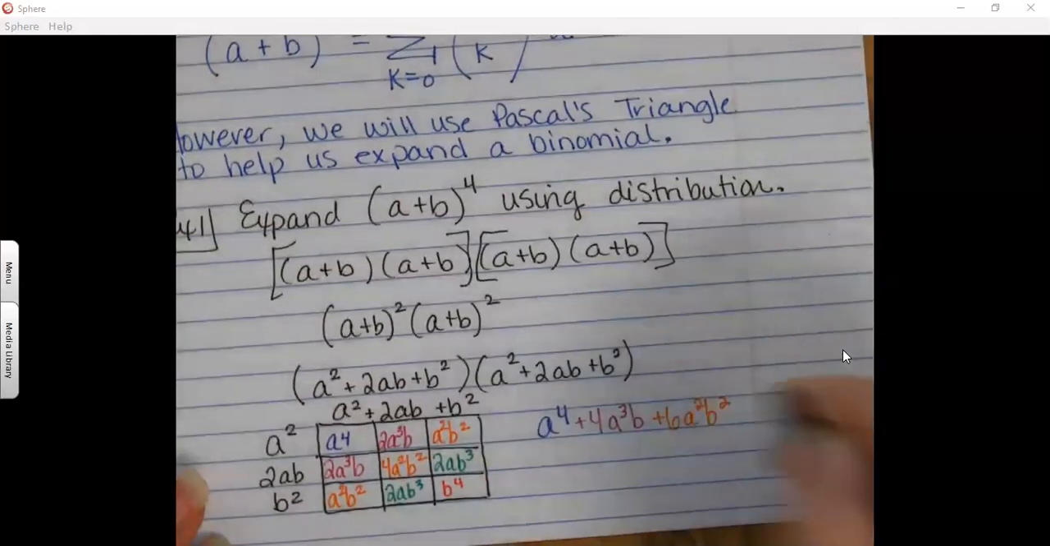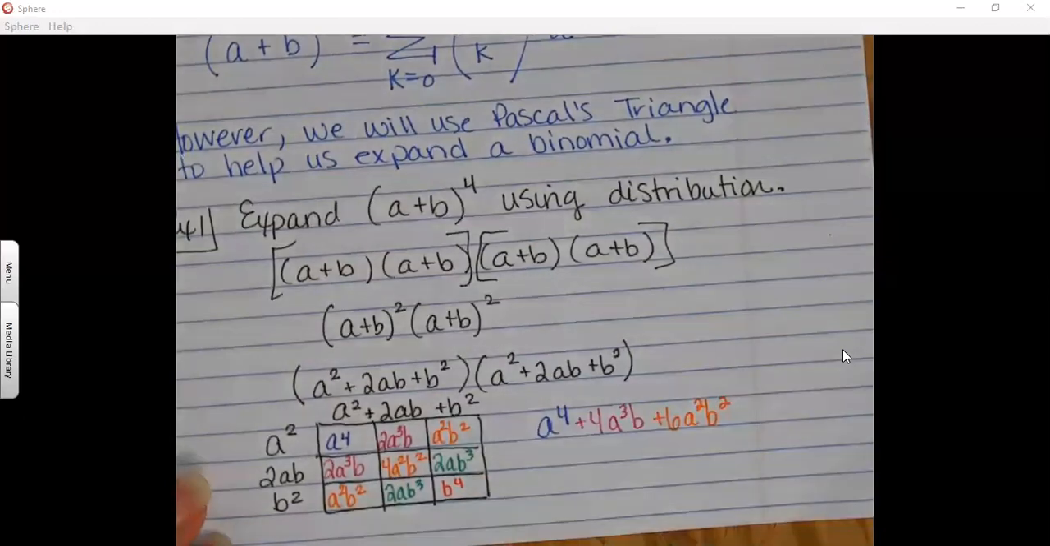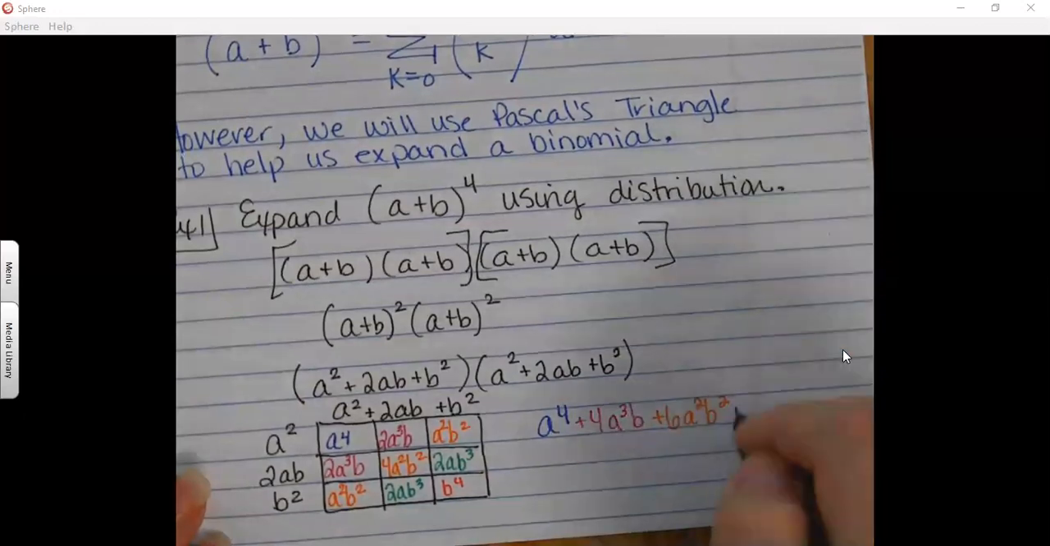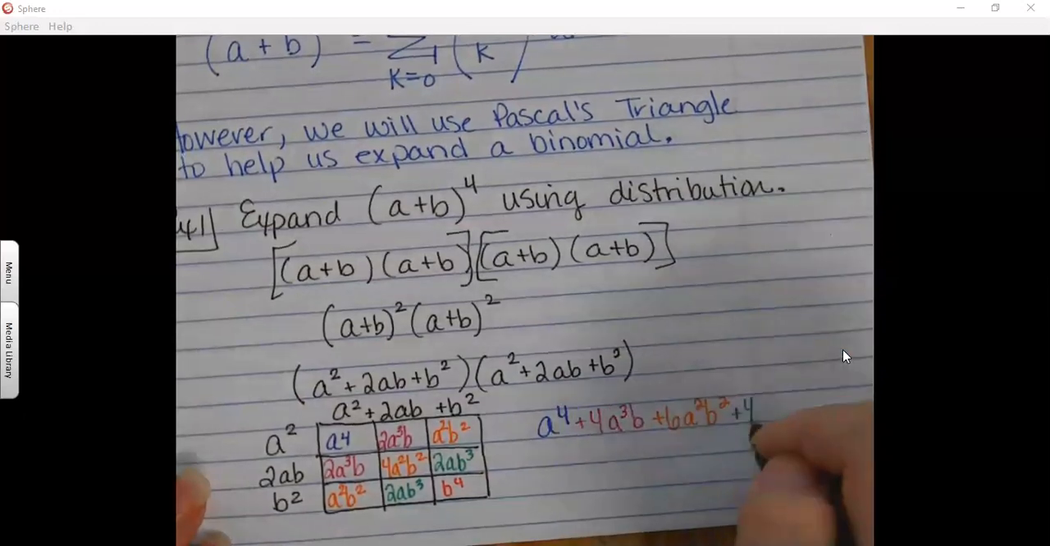Then I'll do my green ones. 2ab cubed plus 2ab cubed is 4ab cubed. Then that b to the fourth, we got nothing.